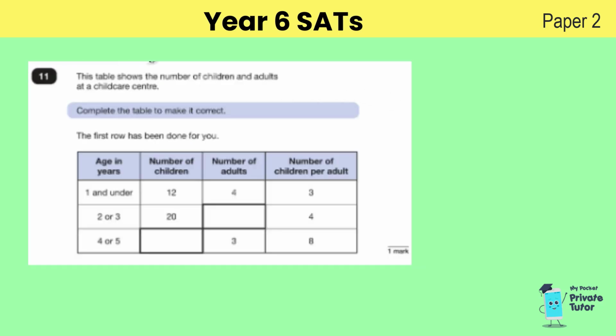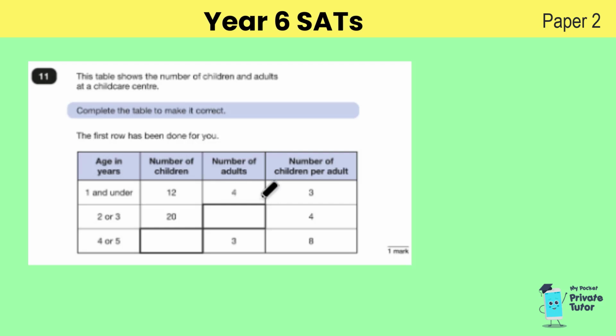Question 11. This table shows the number of children and adults at a childcare centre. Complete the table to make it correct. The first row has been done for you. So we have age in years on the left, we have the number of children, then the number of adults, and the number of children per adult. This is the ratio. So there are 3 children for every adult. So you can see 3 children per adult.